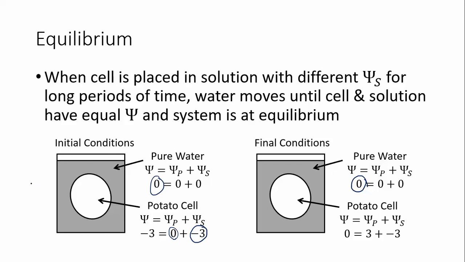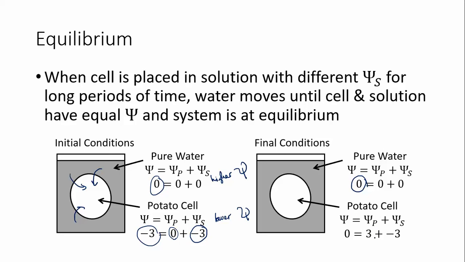So the potato cell has a lower potential, and the pure water has a higher potential because 0 is bigger than any negative number. This is the total potential of the potato cell. So that means that water is going to go from the higher to the lower water potential, which means it's going to enter the cell.